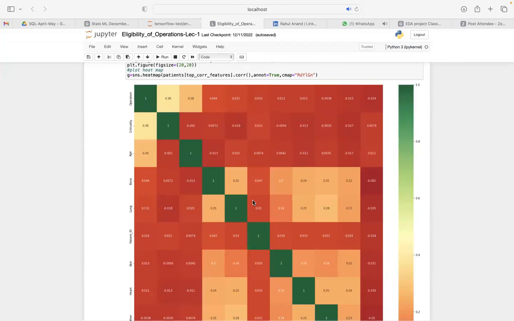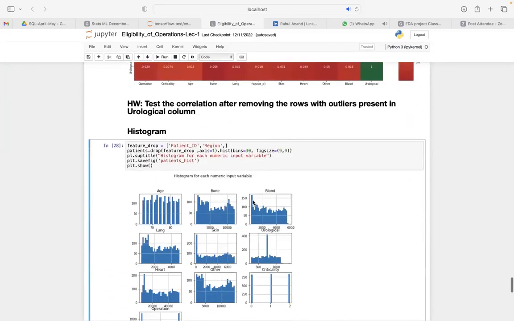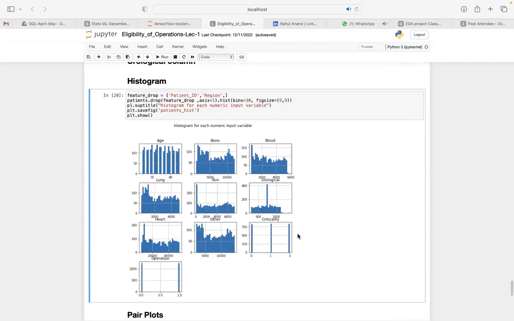Okay. Cool. Any doubts? No, no. Okay, good. So this is the histogram. It's up to you if you want to plot it. I just want to get the feel of the data, like compared to one column with the other. So age compared to lung, and bone compared to skin and things like that.